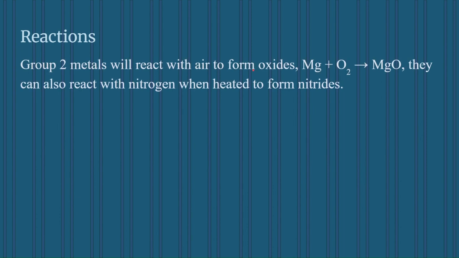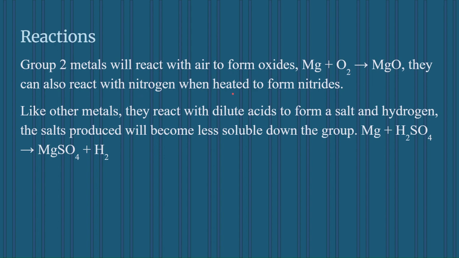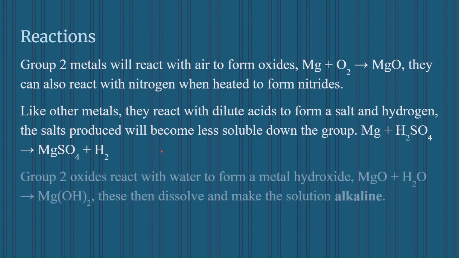Group 2 metals will react with air to form oxides quite readily. Mg plus O2 creates MgO, and if you heat them, they can also react with nitrogen to form nitrides, but you don't particularly need to know about that. Like other metals, they'll react with dilute acids to form a salt and hydrogen. That's not any different from transition metals. And down the group, the salts produced will be less soluble. So as I put, that normal acid reaction: Mg plus H2SO4 creates MgSO4 plus H2.